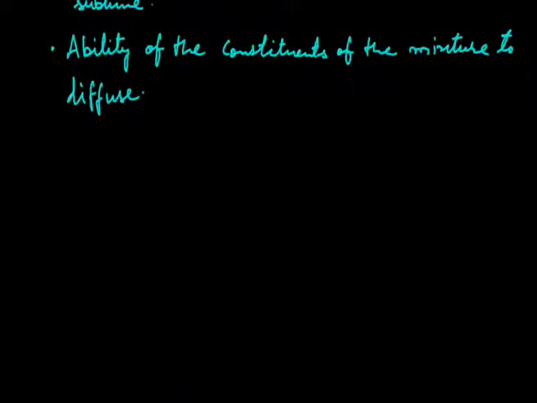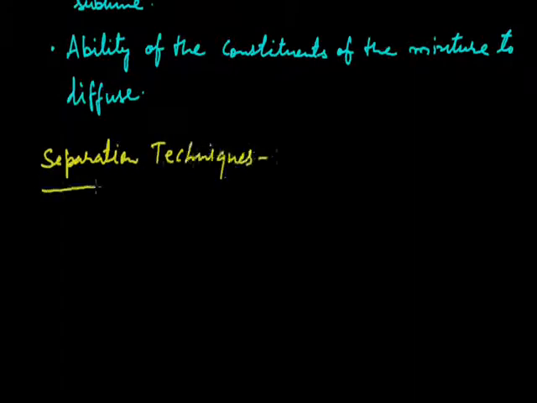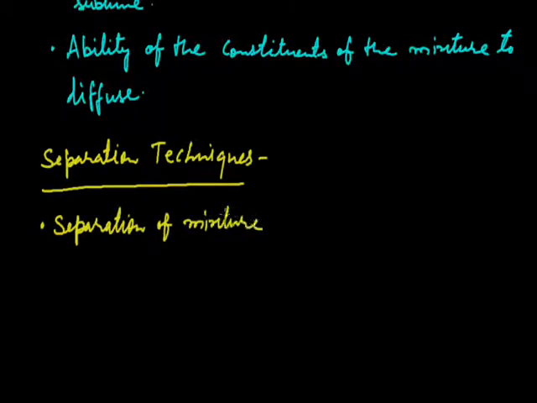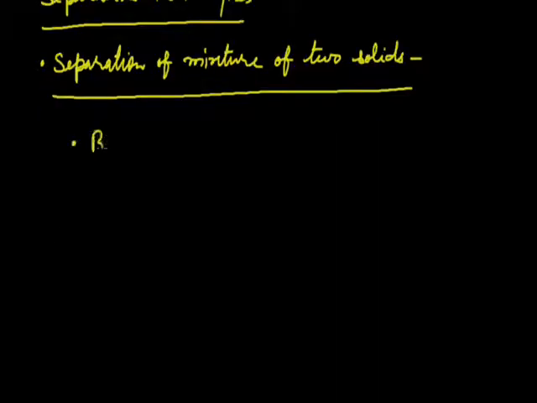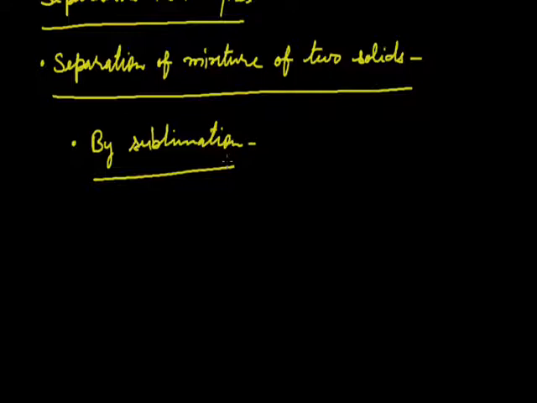Now, techniques used for separating the components of a mixture. The first is separation of a mixture of two solids. The method used is sublimation. The changing of solid directly into vapor on heating, and of vapor directly into solid on cooling, is known as sublimation.